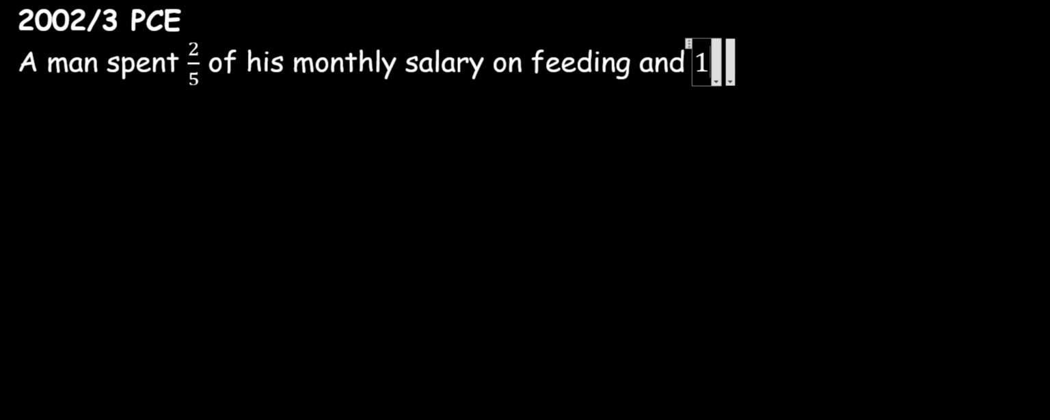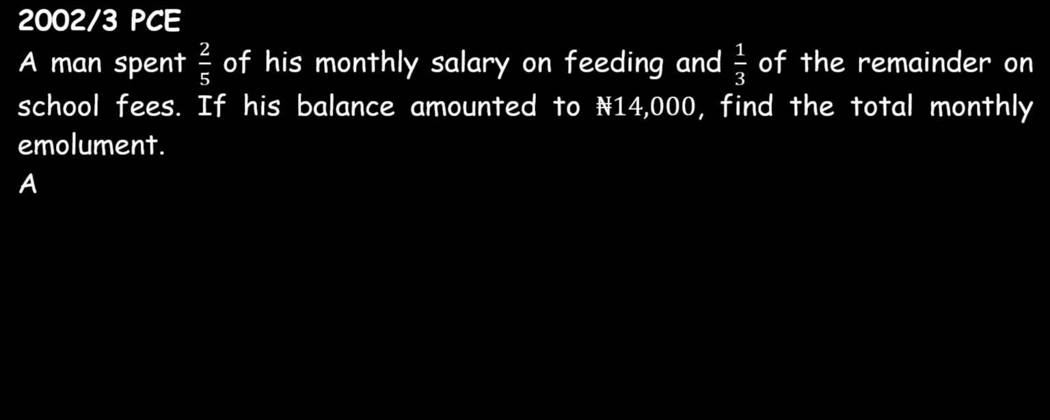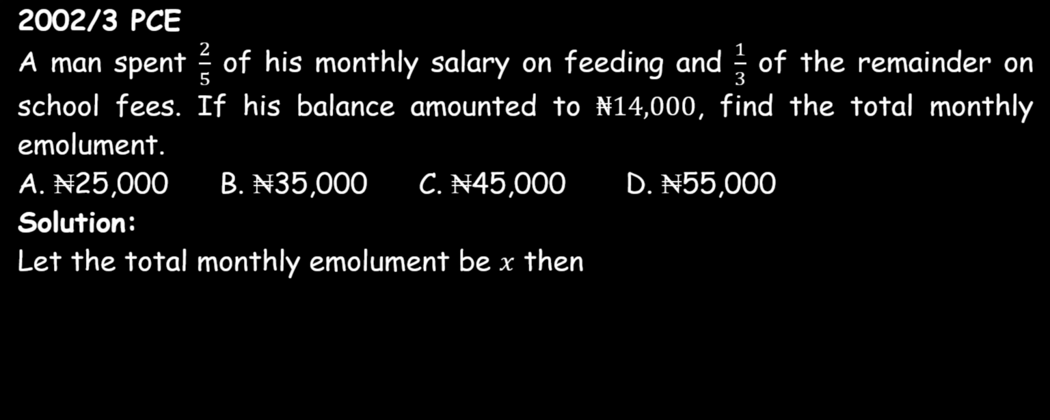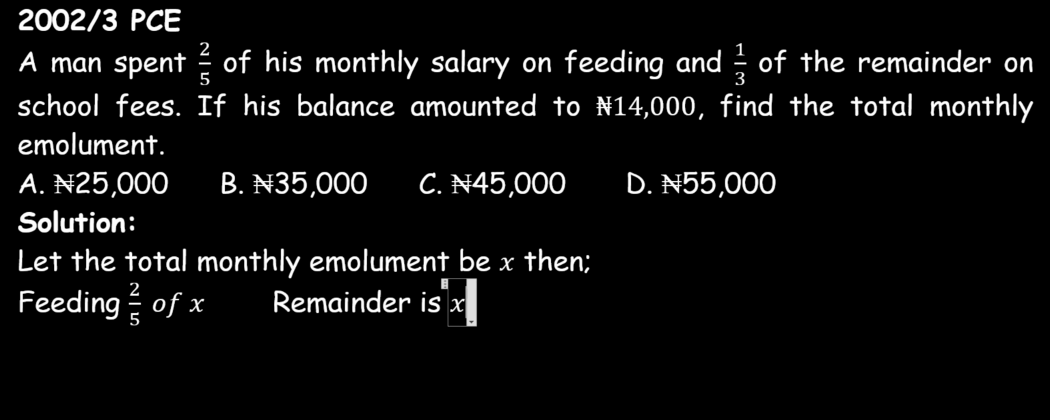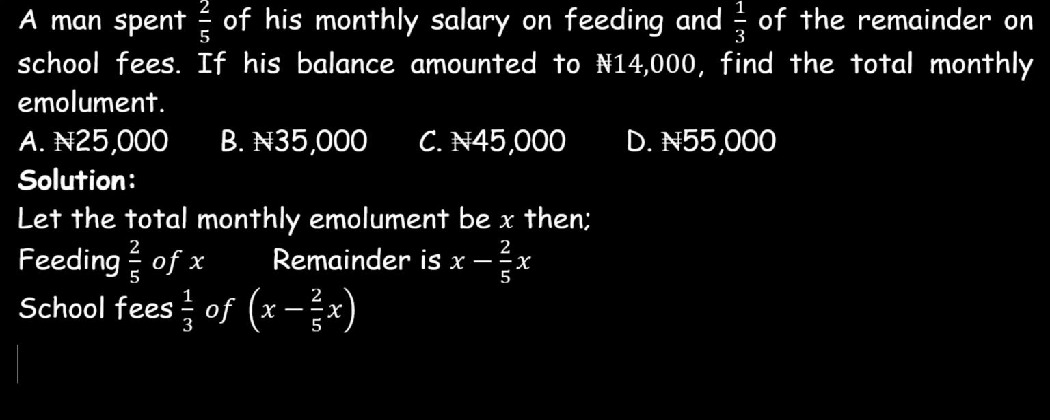Another example. A man spent 2 over 5 of his monthly salary on feeding and 1 over 3 of the remainder on school fees. If his balance amounted to 14,000, find the total monthly emolument. The options are given. Solution. Let the total monthly emolument be x. It follows that feeding is 2 over 5 of x, and by that implication, the remainder is x minus 2 over 5 of x. And since the school fees is 1 over 3 of the remainder, which should be 1 over 3 of x minus 2 over 5x, we are told that the balance amounted to 14,000.